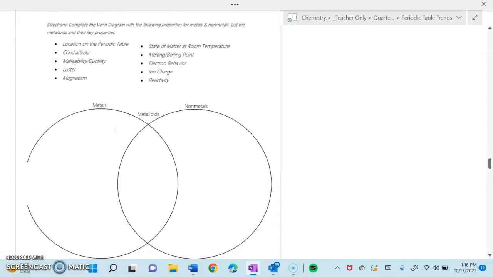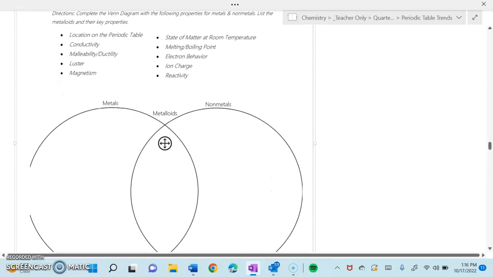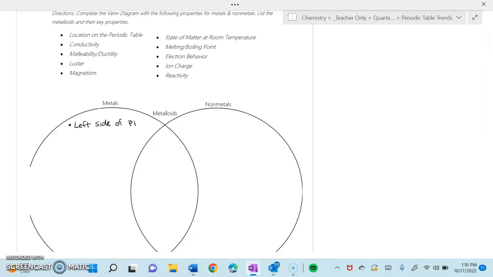So let's start with location on the periodic table. The metals are going to be found on the left side of the periodic table, and the nonmetals are on the right side. You'll start to notice that metals and nonmetals tend to be sort of opposites of each other in their properties. Even here on their location, metals are on the left, nonmetals are on the right.